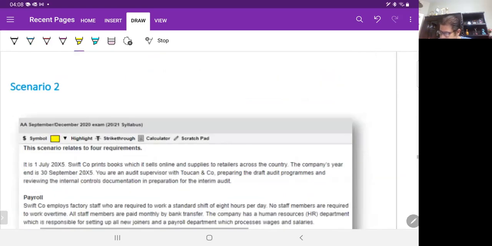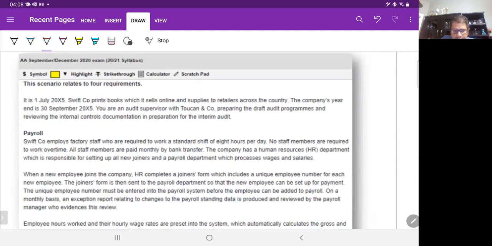Now, as you can see, it is 1st July 2005. Swift company prints books, which it sells online and supplies to retailers across the country. The company's year end is 30th September 2005. You are an audit supervisor with TOC, preparing the draft audit program and reviewing the internal controls documentation in preparation for the interim audit.